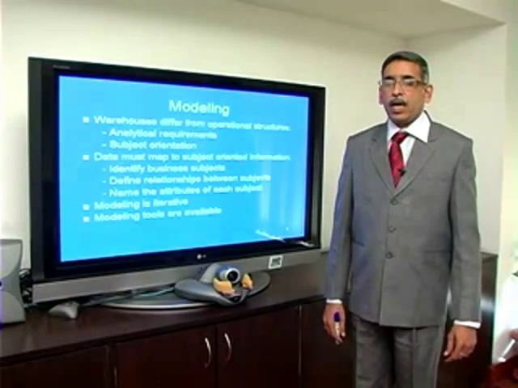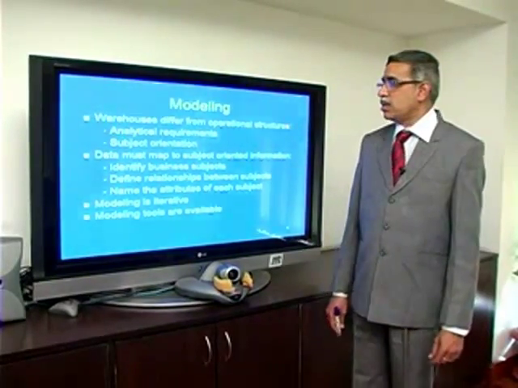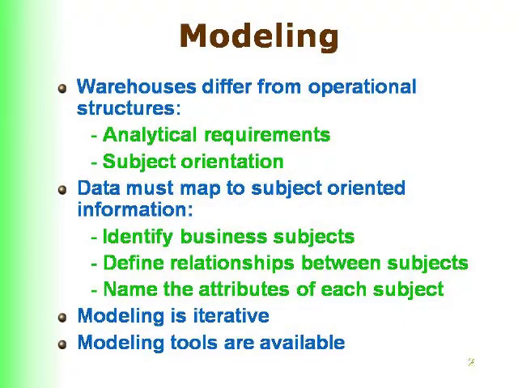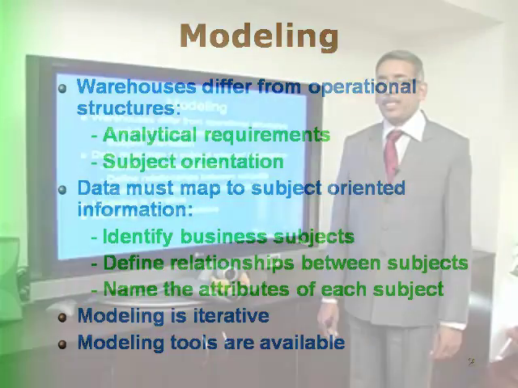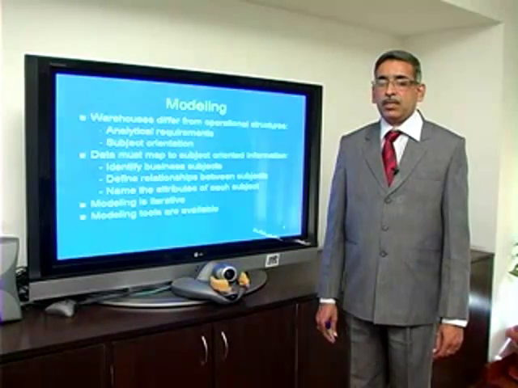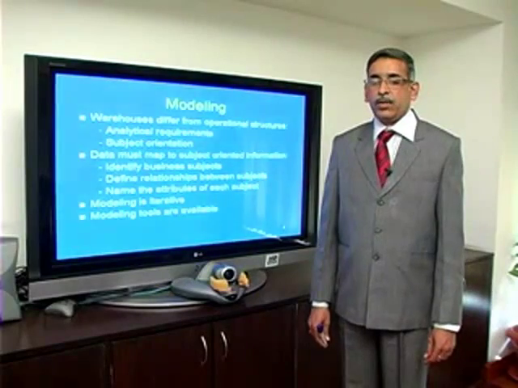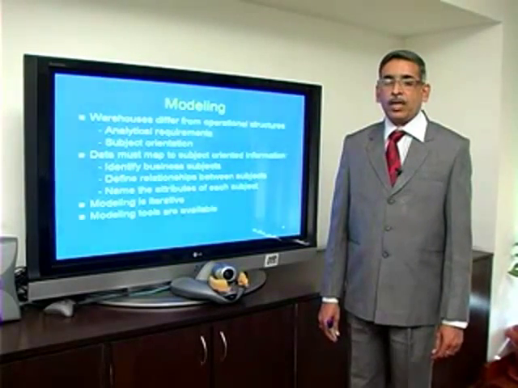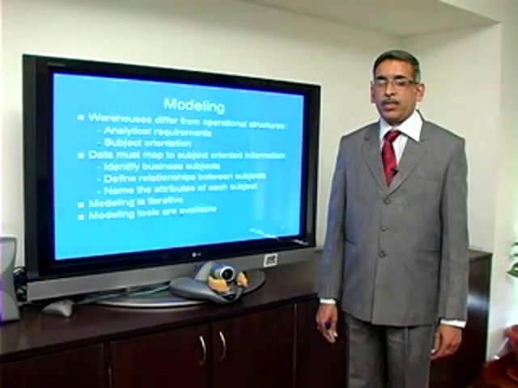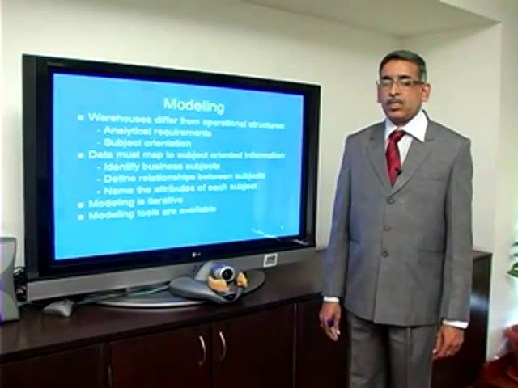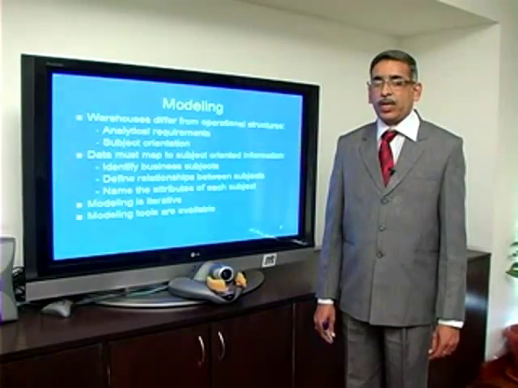Analytical requirements and subject orientation are the key differences between data warehouses and operational structures. To build a data warehouse, we must map data to subject-oriented information by identifying business subjects, relationships between the subjects, and different attributes that are needed to represent each subject. Of course, modeling is an iterative process and tools exist today to assist the modeling.